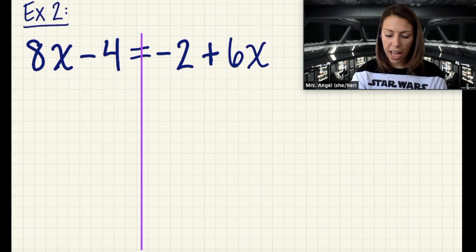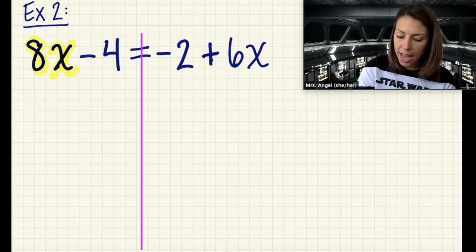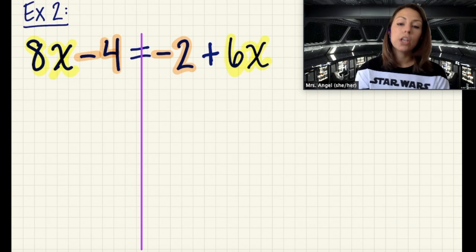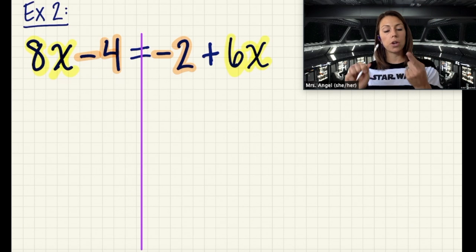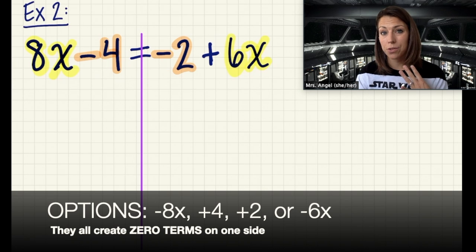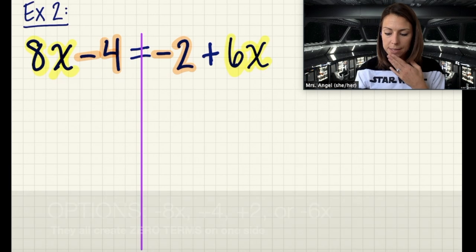If you notice, we have a combination here of variable terms, 8x and a positive 6x, and integer terms of a negative 4 and a negative 2. So you have 4 possible options. You could subtract 8x from both sides, add 4 to both sides, add 2 to both sides, or subtract 6x from both sides, because all of those would create zero terms out of one of these.